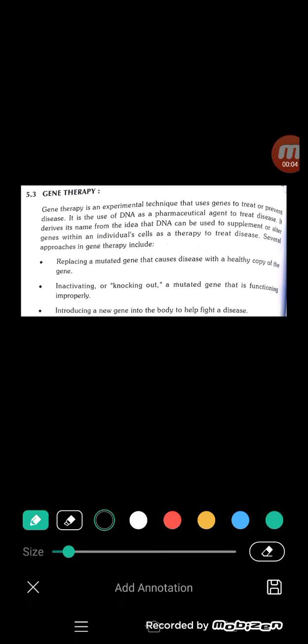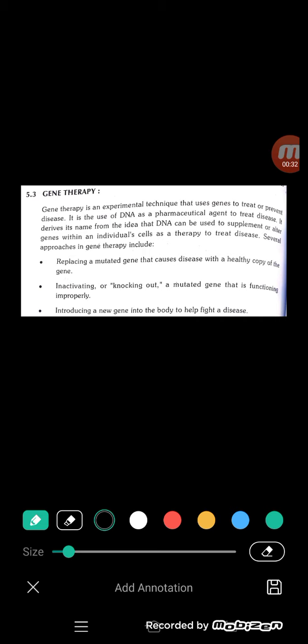Today we are discussing one more topic in genetics. That one is gene therapy. What is gene therapy and what is the importance of gene therapy? Gene therapy is one of the parts of the Human Genome Project. We already discussed the Human Genome Project: its importance, the different steps involved, and its uses and importance in our daily life. We already discussed that.